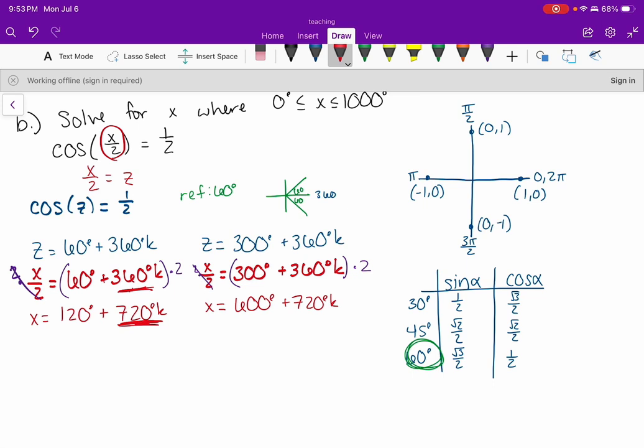So I'm only looking for answers between 0 and 1,000. 120 is between 0 and 1,000. 600 is between 0 and 1,000. And you also need to see if maybe adding 720 would give you another answer. So if I do 120 plus 720, that'll give me 840. So that's another answer. Now 600 plus 720, that does not give me a valid answer. So these are going to be my 3 answers within the interval 0 to 1,000.